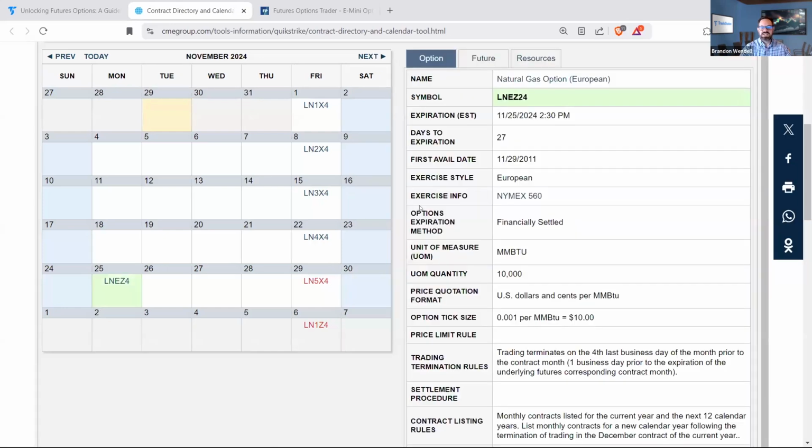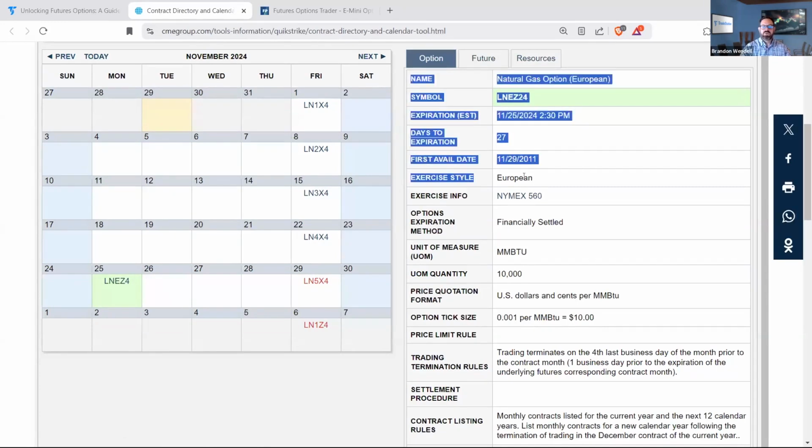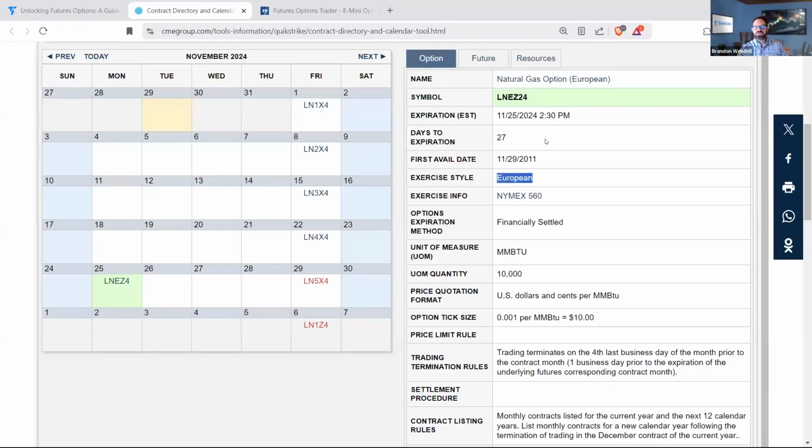So for instance, LNEZ4, and what type of option is it? European style. Look at that, exercise style: European. What is it you're trading? How many days are left? When does it actually expire? And right there is your point value. Remember I said, in order to figure out the premiums that you are going to be looking at.